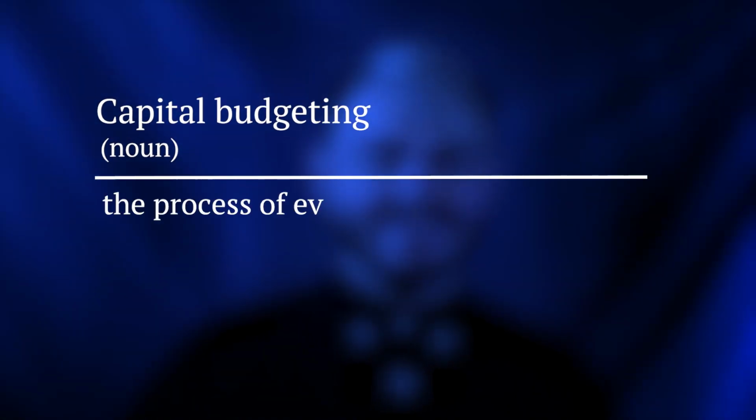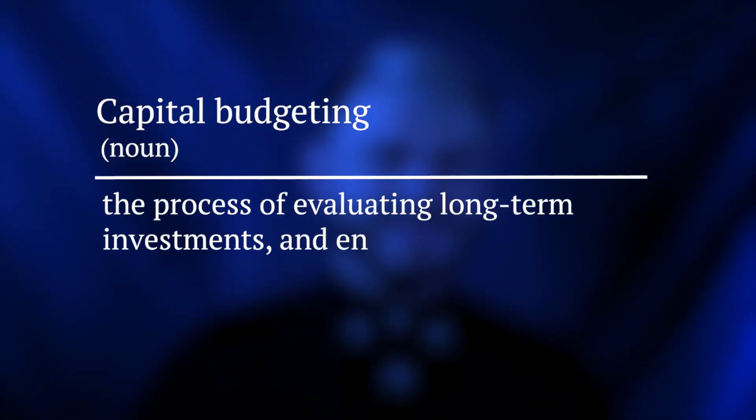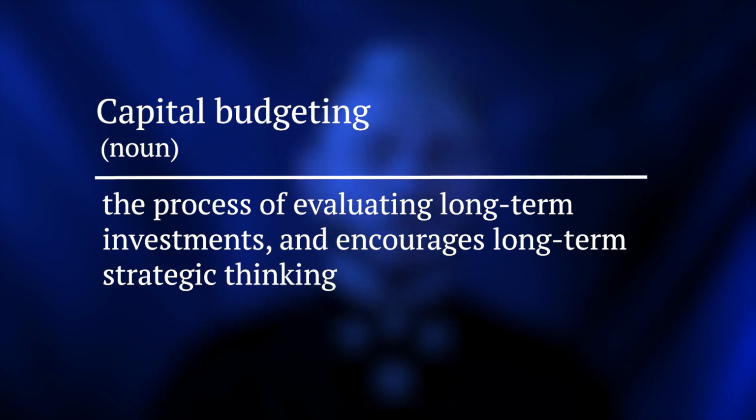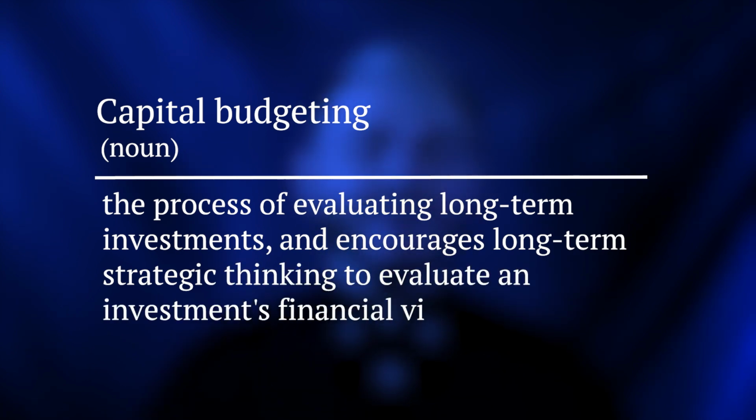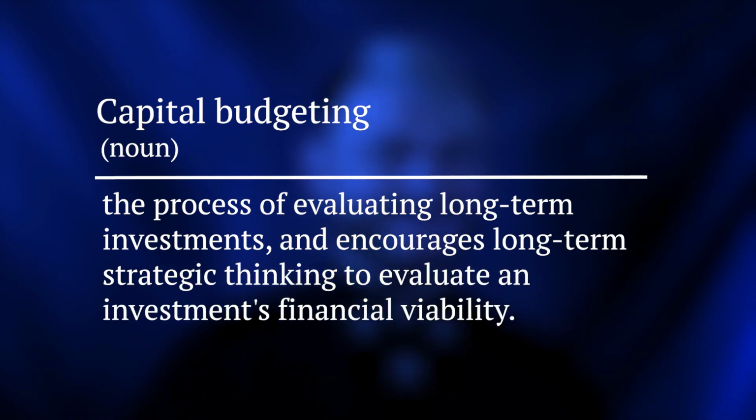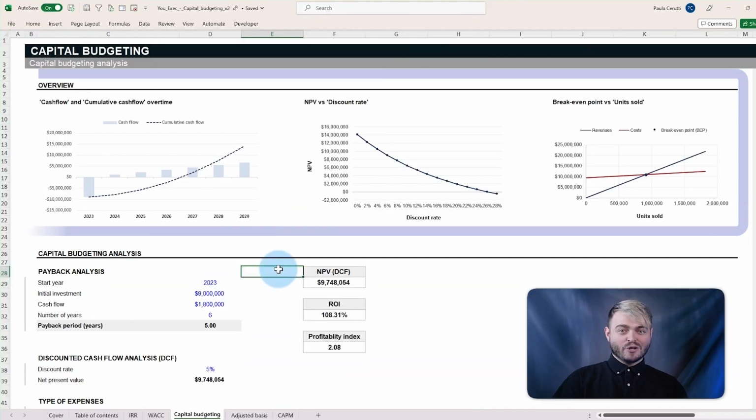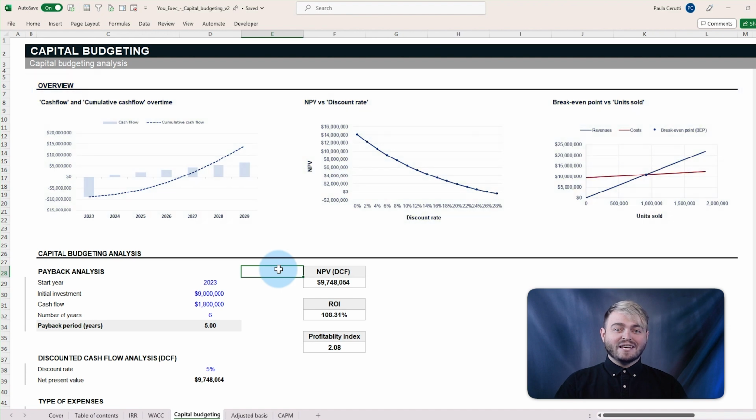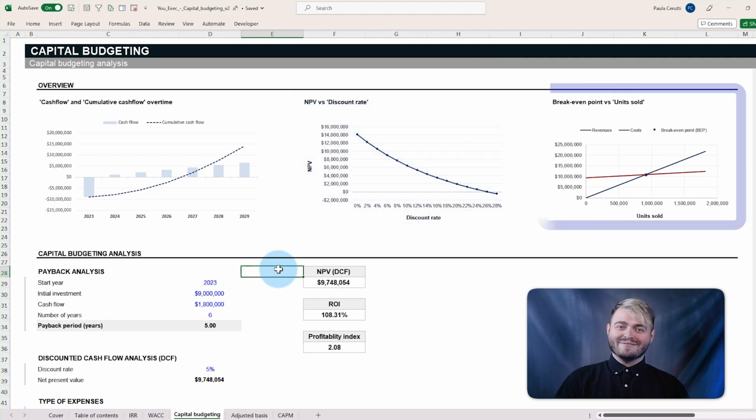Capital budgeting is the process of evaluating long-term investments and encourages long-term strategic thinking to evaluate an investment's financial viability. Navigate investment opportunities with the overview section. It provides a quick glance at each project's crucial metrics, such as cash flow, net present value, and break-even point.